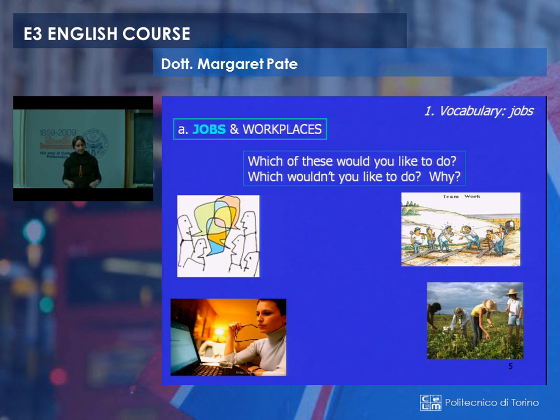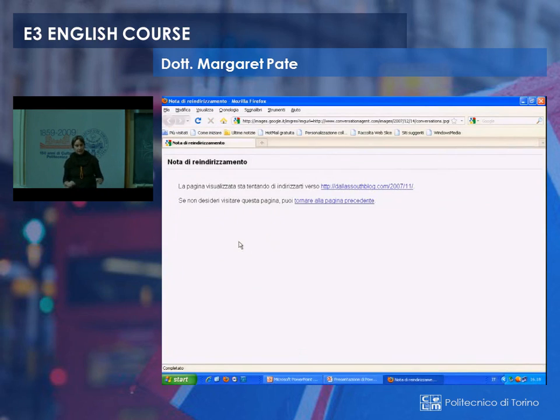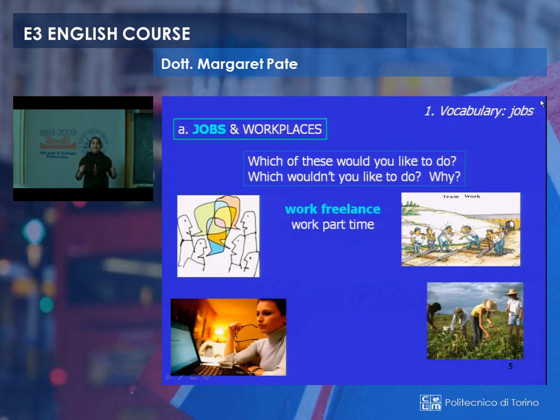When you see a symbol like this, it means I want you to, where does it go? Torna indietro. Okay, it means I want you to talk together. So when you see that symbol, talk to the person next to you to answer the questions.